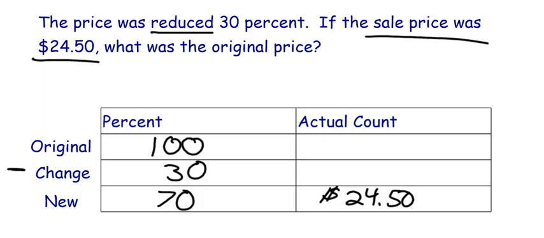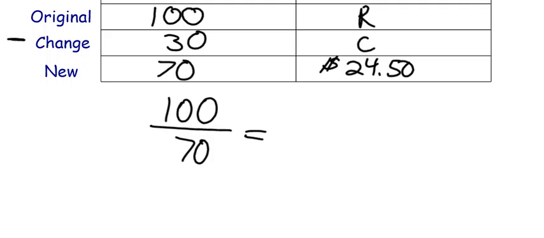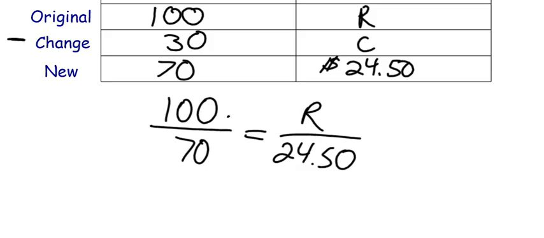And from there, we have a nice box set up that we can use to help us solve for the original price. So this is our original price. This is our change. Let's solve for R. To solve for R, we're going to set up a proportional type problem. We're going to have 100 over 70, which is equal to, I'm going to use R here, just like this. And now I'm going to use the processes that make this easiest, which would be cross multiplication.